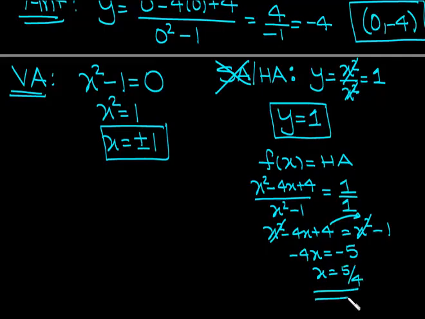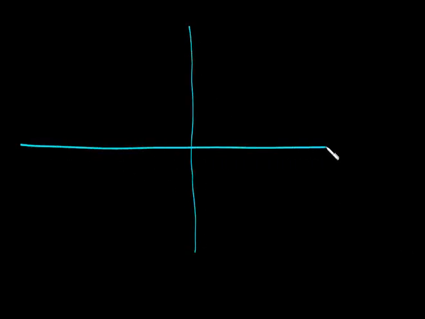So this time it does cross this horizontal asymptote when x is 5/4, so roughly 1.25. So that's something we need to pay attention to. So a lot of things happened here, so let's graph it now. We got all our pieces. So this is x, y.